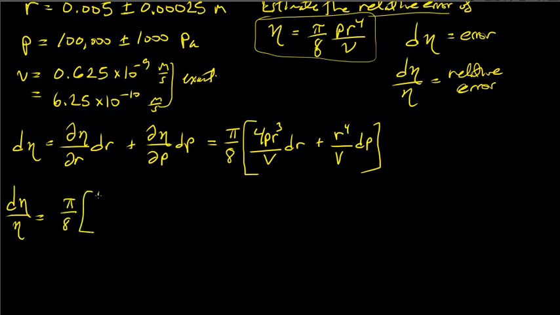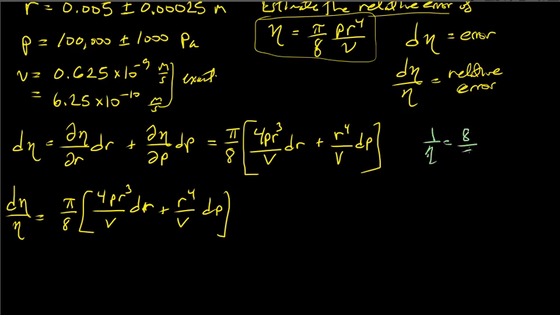I'm just going to copy all this down here: 4p r cubed over v dr plus r to the 4th over v dp. And what's 1 over eta? It should be 8 over pi times v over p r to the 4th. So I'm just going to multiply by 1 over eta, 8 over pi times v over p r to the 4th.